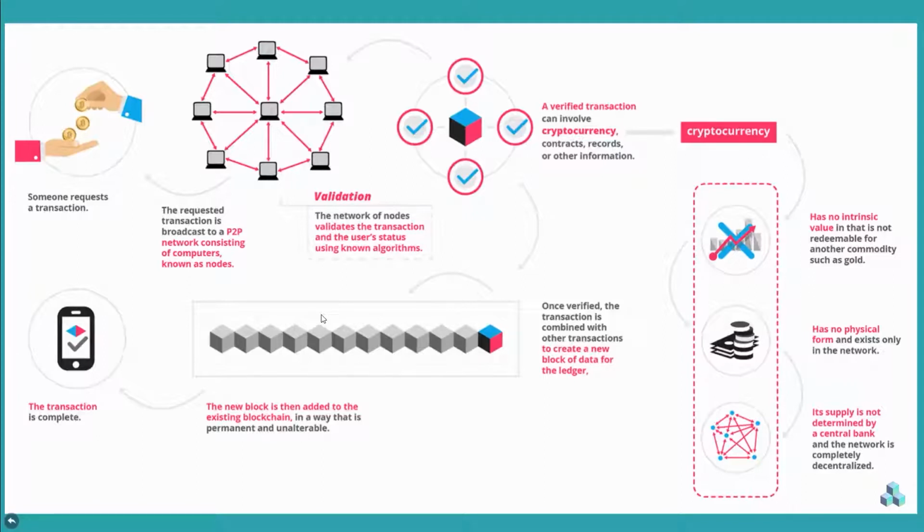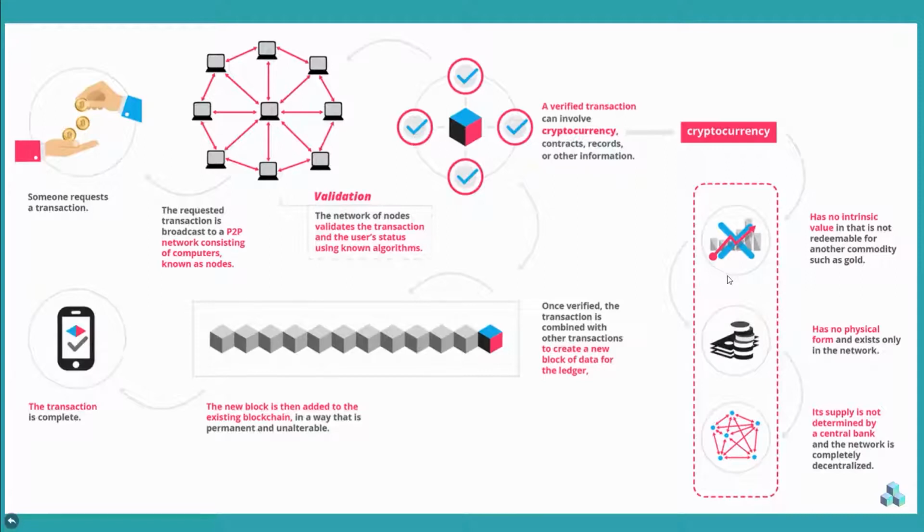Each node would verify the transaction and forward it to the next node till it reaches you. All right. So a verified transaction can involve cryptocurrency, contracts, records, and other information. So let's just look at the cryptocurrency point of things. It has no intrinsic value, that it is not really redeemable for another commodity such as gold. It has no physical form. Obviously, cryptocurrency is a virtual currency.